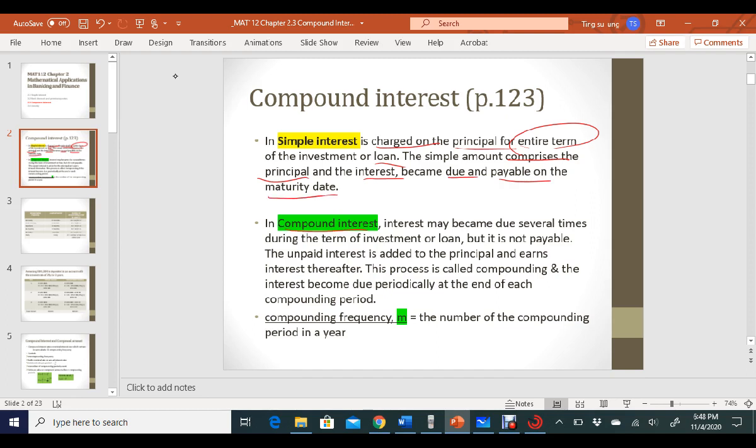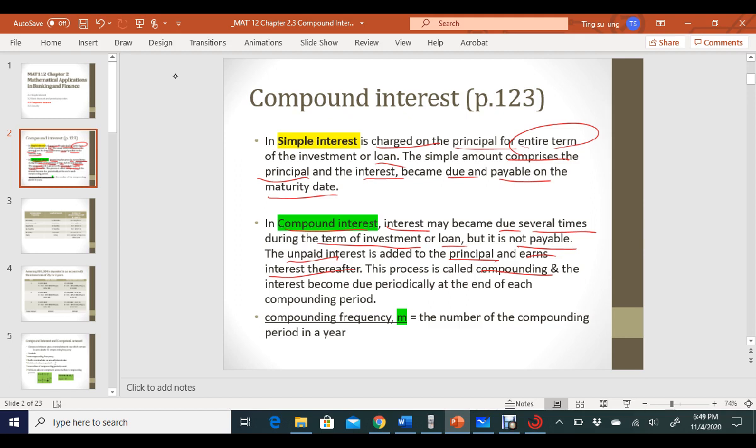But for compound interest, the interest may fall due several times during the term of the investment or the loan involved, and it is not payable. The unpaid interest is added to the principal and earns interest thereafter. Meaning to say, this process is a compounding process, and the interest becomes due periodically at the end of the compounding period.